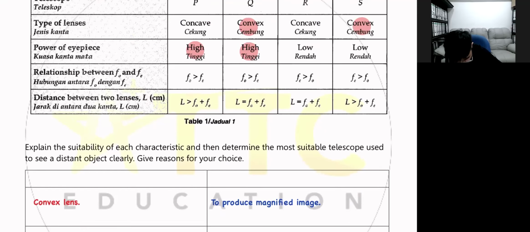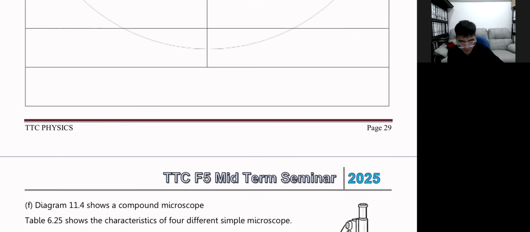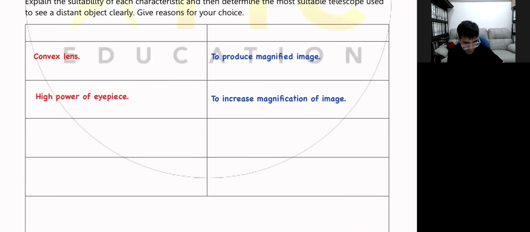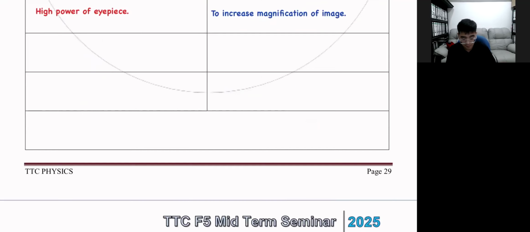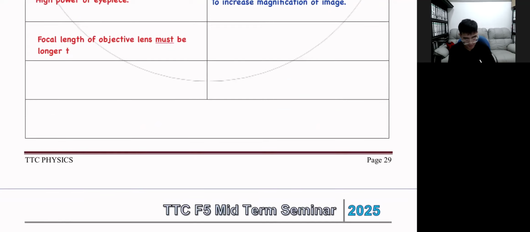So which one? The first two also. FO has to be greater than FE. So this one, don't write FO greater than FE. If you can, write them in full name. So it's like the focal length of the objective lens must be longer. We use the word must because it must be longer than the focal length of the eyepiece.